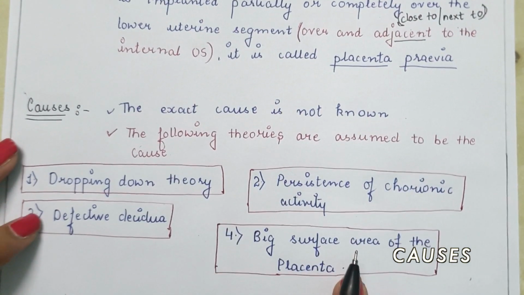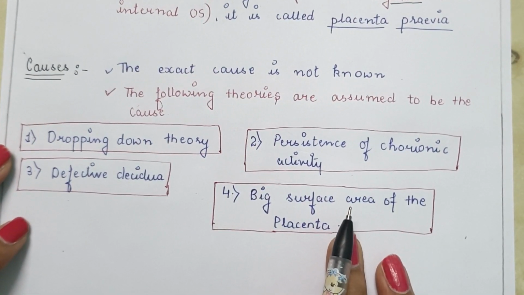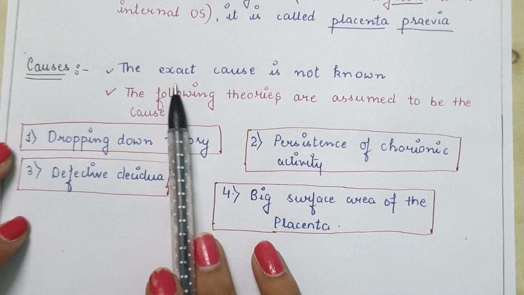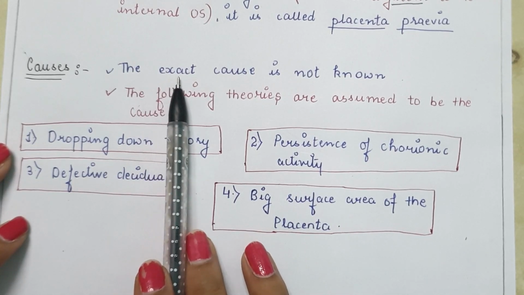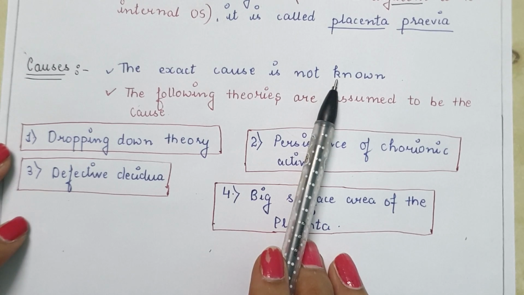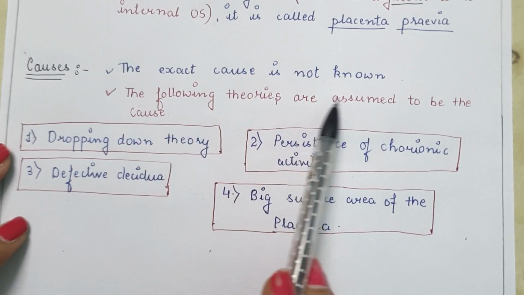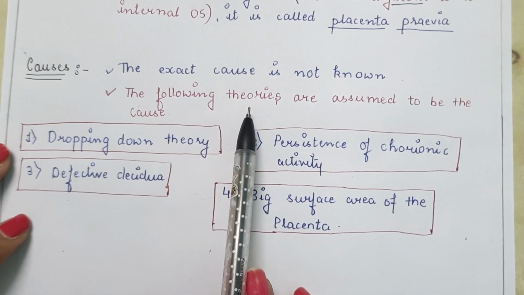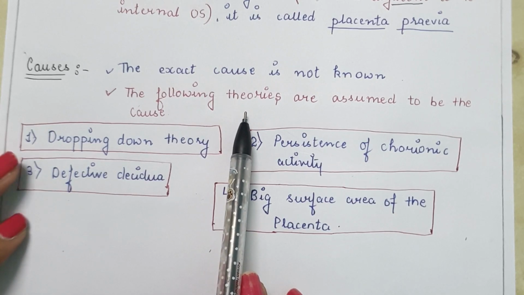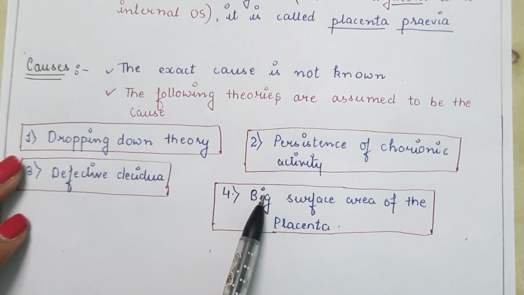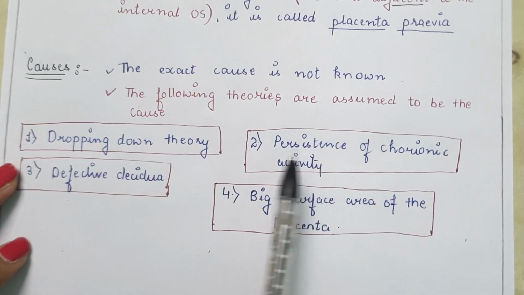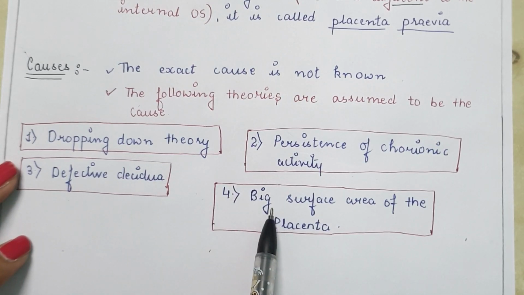Next are its causes. The exact cause of placenta previa is not clear. So here I already wrote the exact cause is not known, and the following theories are assumed to be the cause. These are hypotheses that may explain the cause of placenta previa. It includes 4 theories. First one is the dropping down theory. Second one is persistence of chorionic activity. Third one is defective decidua. Fourth one is big surface area of the placenta.